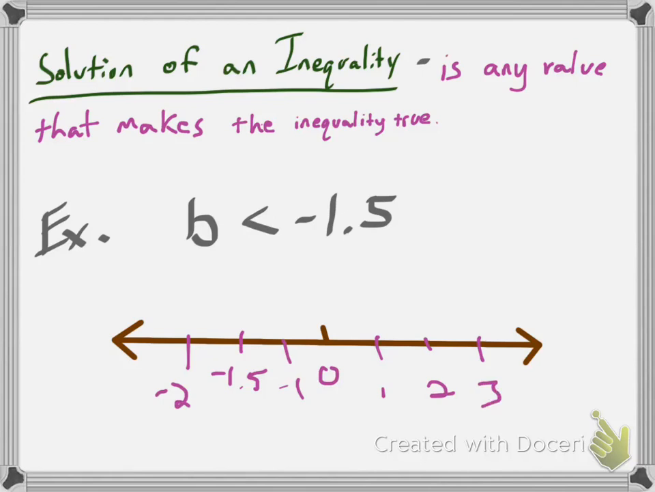Now, what you do is you circle negative 1.5 because that's the number we're talking about. Since it's saying less than, it doesn't include negative 1.5, so you do not fill it in. But you do fill in everything else that it includes. Numbers that are less than are to the left, so everything in this direction is less than. And that's how you represent your answer.